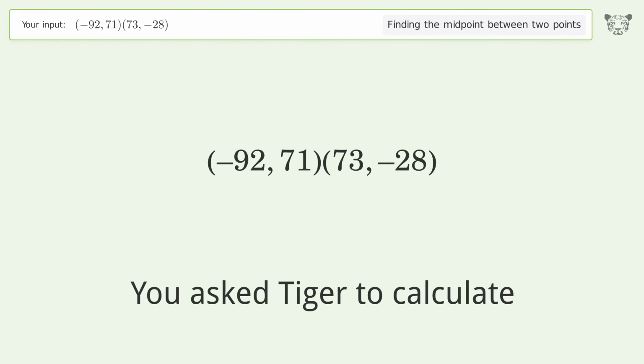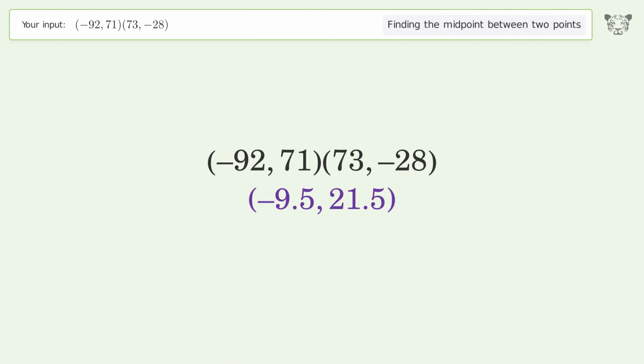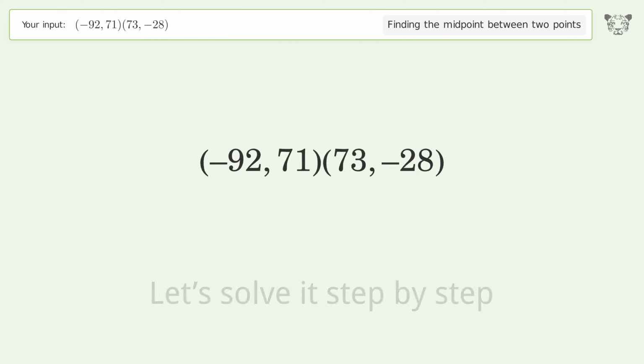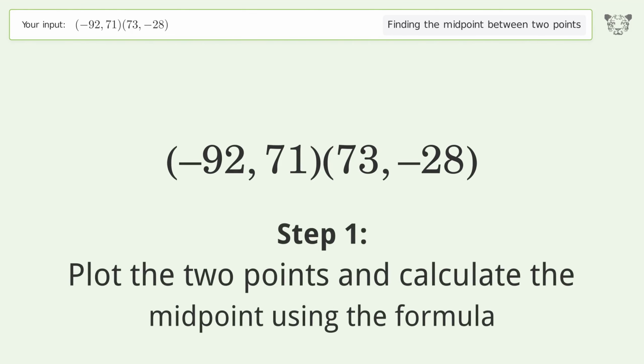You ask Tiger to calculate. This deals with finding the midpoint between 2 points. The midpoint between the 2 points is negative 9.5, 21.5. Let's solve it step by step. Plot the 2 points and calculate the midpoint using the formula.